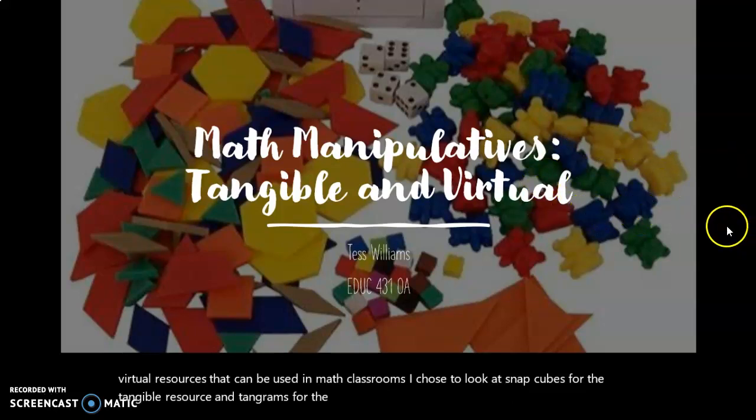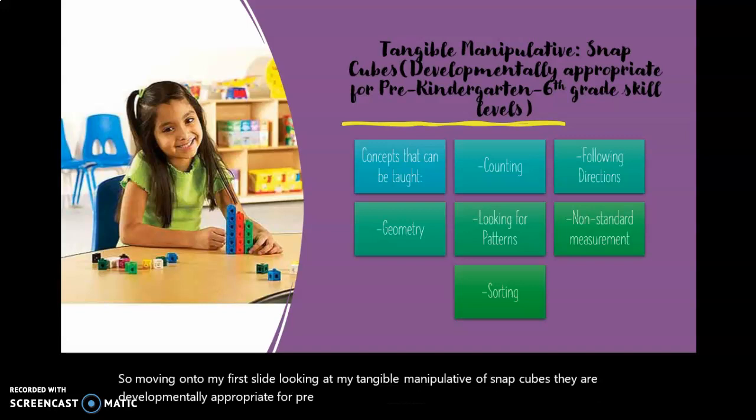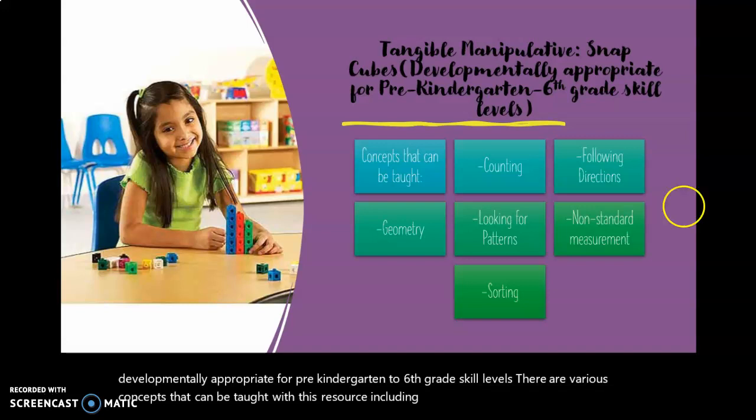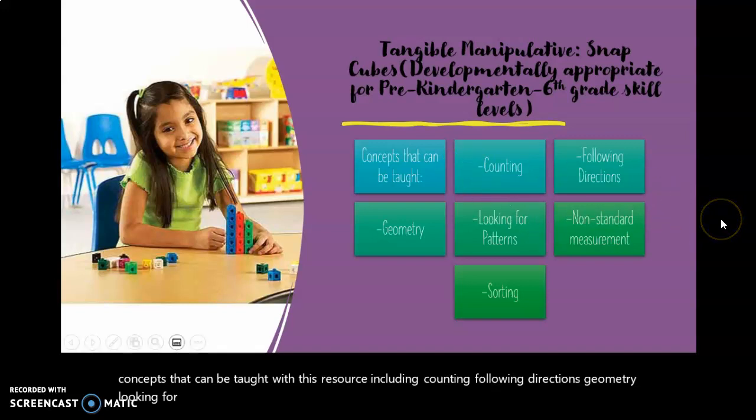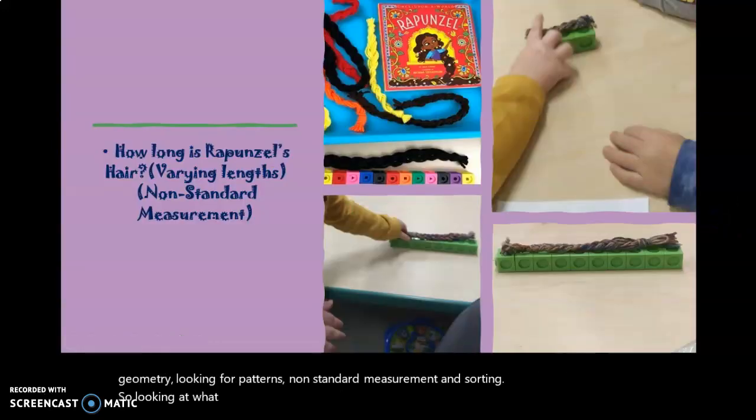So moving on to my first slide, looking at my tangible manipulative of snap cubes, they are developmentally appropriate for pre-kindergarten to 6th grade skill levels. There are various concepts that can be taught with this resource, including counting, following directions, geometry, looking for patterns, non-standard measurement, and sorting.